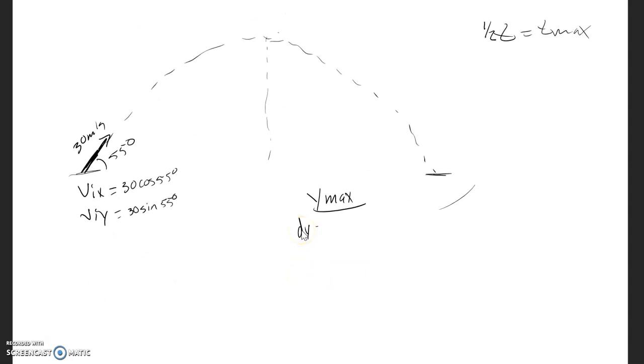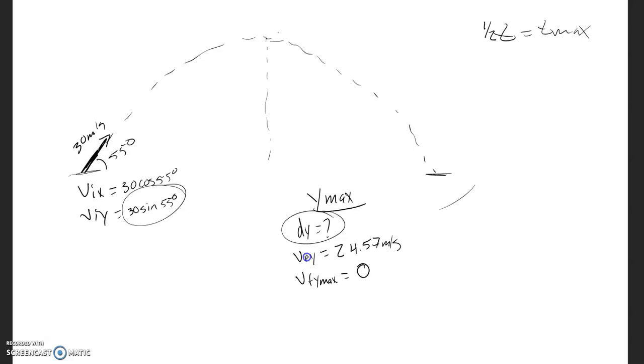We're trying to look for dy. We don't know what dy is. That's what we're trying to look for. But we do know VIY, or we can solve for it using 30 sine 55. So let's do that now. So take your calculator, type in 30 sine of 55, and you're going to get 24.57 meters per second. We also know the VFY at the maximum height. So at the maximum height, the vertical velocity is actually 0.